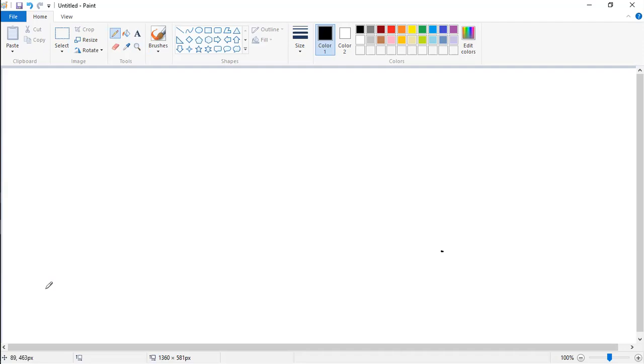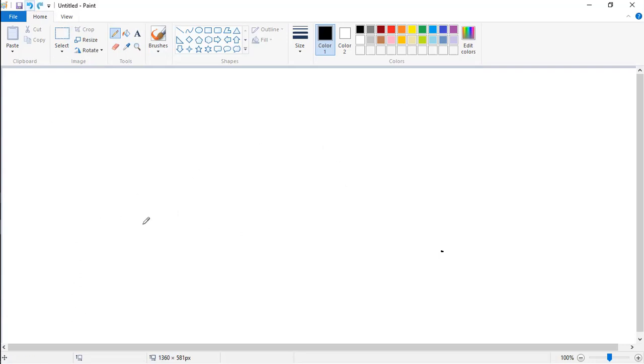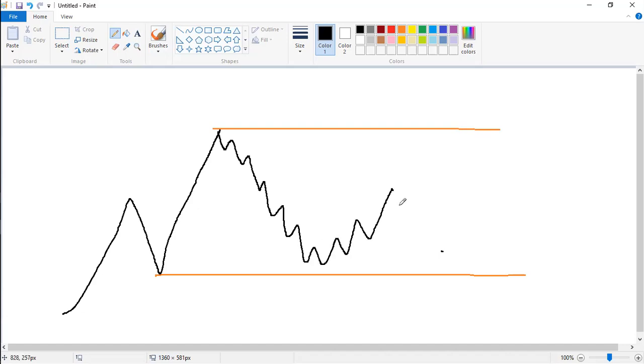So now the normal market structure is like this, right? Higher high, higher low. That's the normal market structure with the normal pullbacks. But then sometimes you have something like this, where this is your high, this is your low, and then you have something like this. Oh, never mind. So this is not a range, but this was a normal pullback.